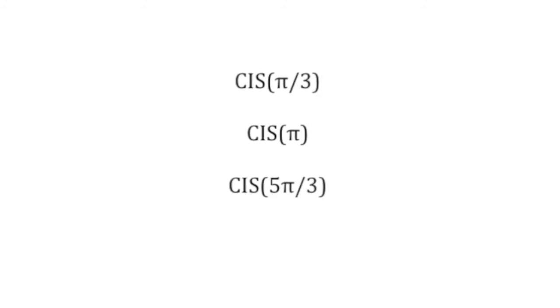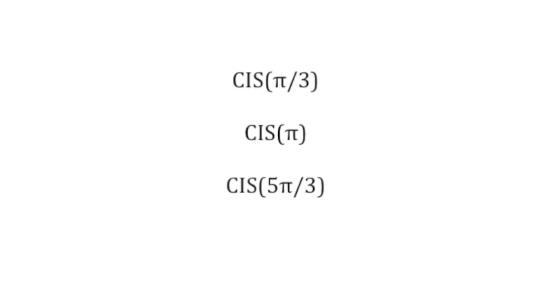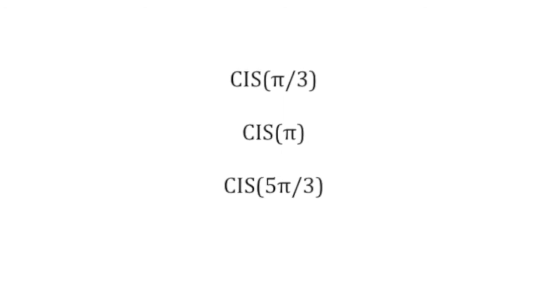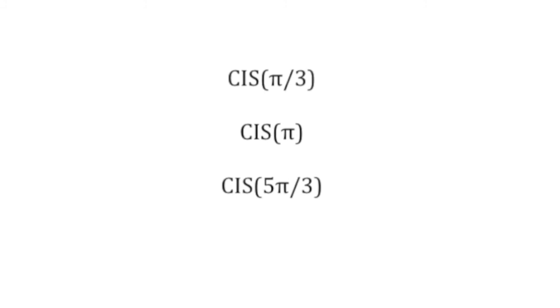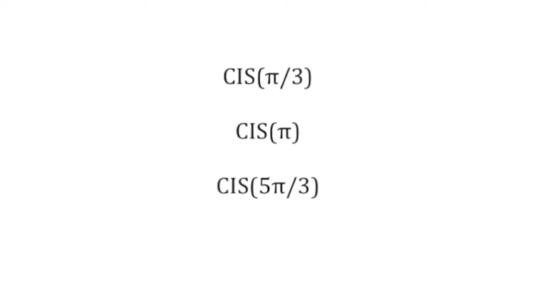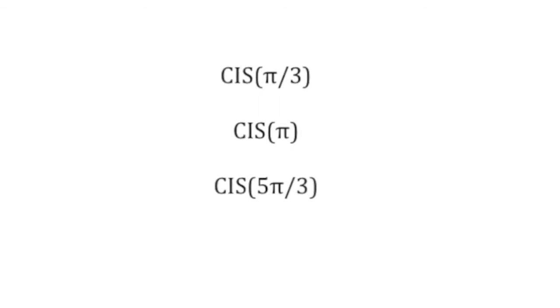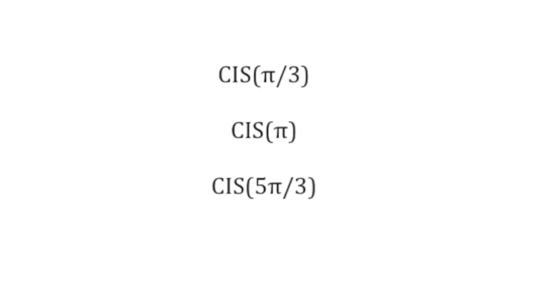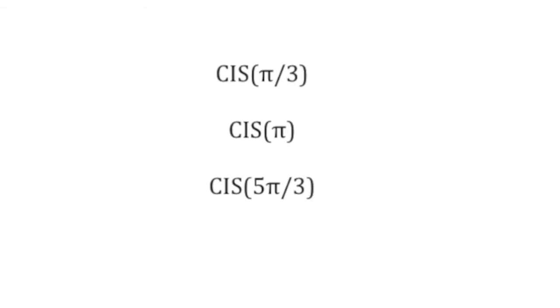be spread out equally. So now we can simply take our cosine i sine of pi over 3, add 2 pi over 3, and we're going to get cosine i sine of pi and cosine i sine of 5 pi over 3, sorry. So our 3 answers are 1 cis pi over 3, 1 cis pi, and 1 cis 5 pi over 3. Okay, because we're adding 2 pi over 3 every time.